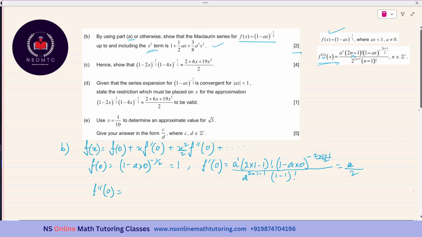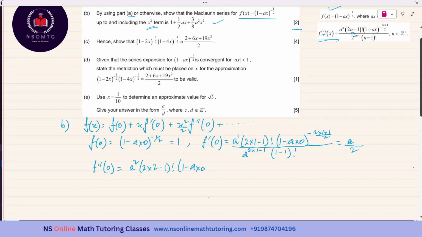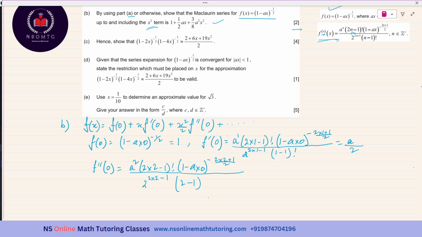So now x will be equal to 0 and n will be equal to 2. So it is e squared and 2 times 2 minus 1 factorial, and 1 minus e times 0 raised to the power of minus 2 times 2 plus 1 divided by 2, over 2 to the power of 2 times 2 minus 1 and 2 minus 1 factorial.